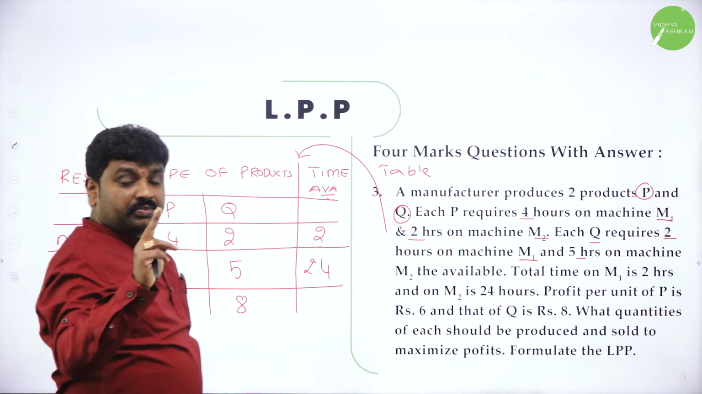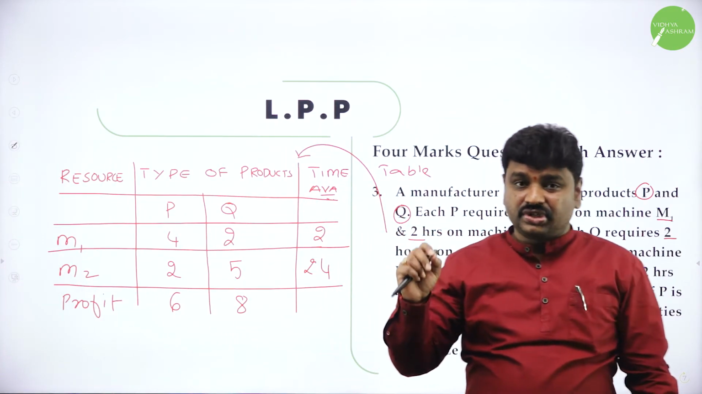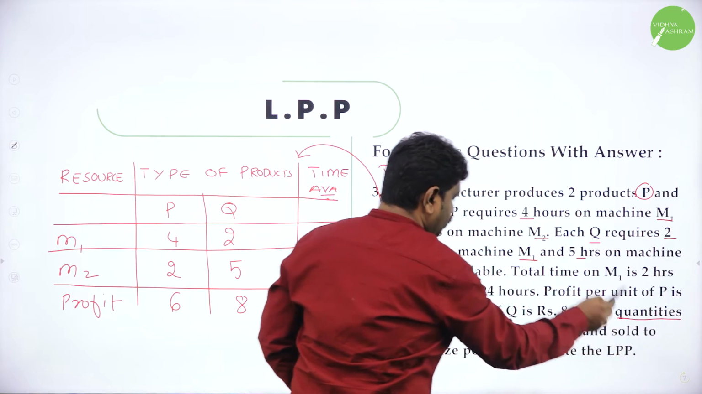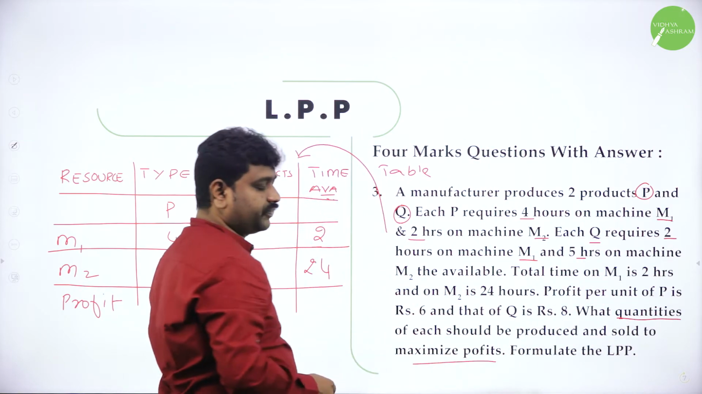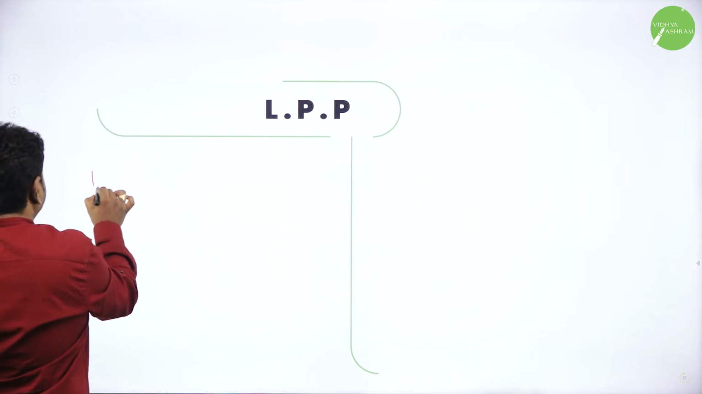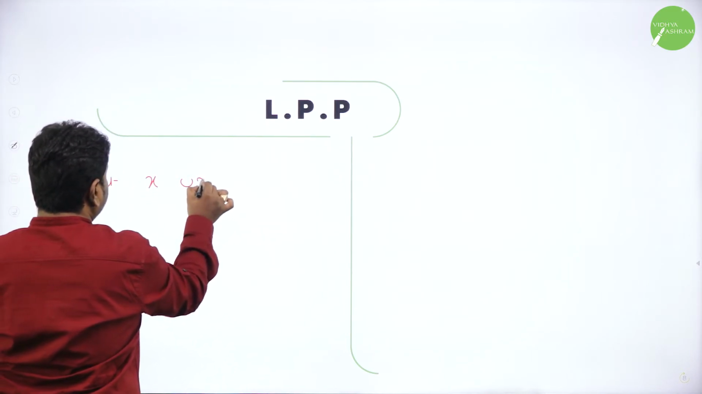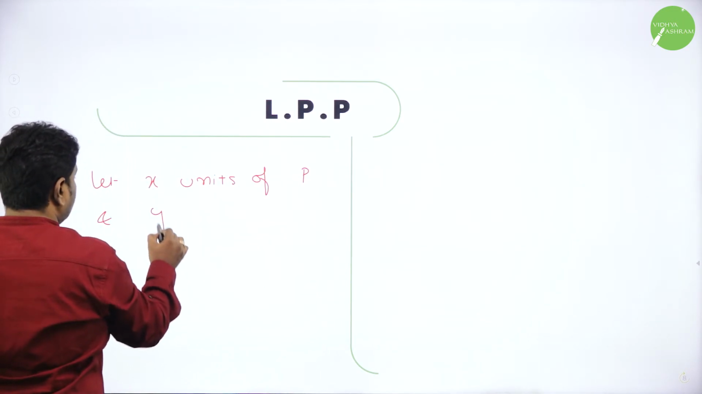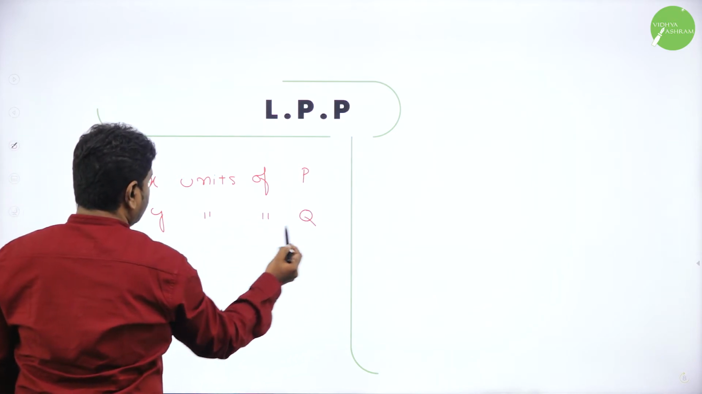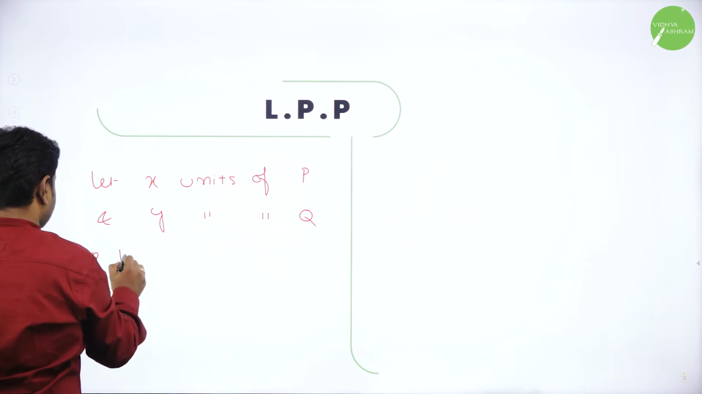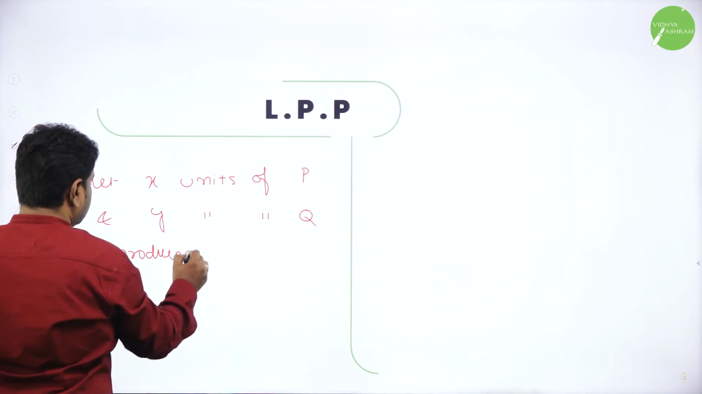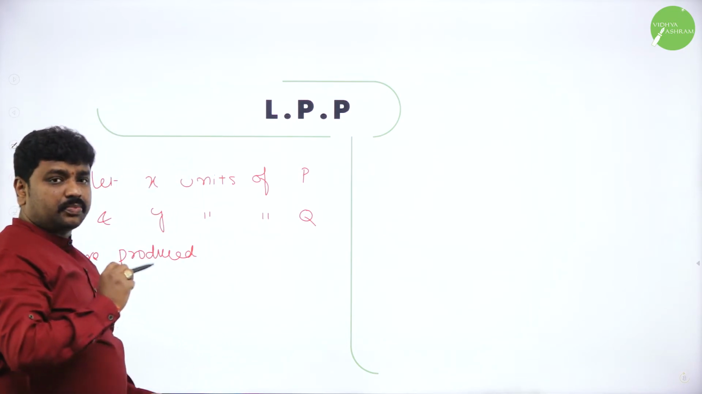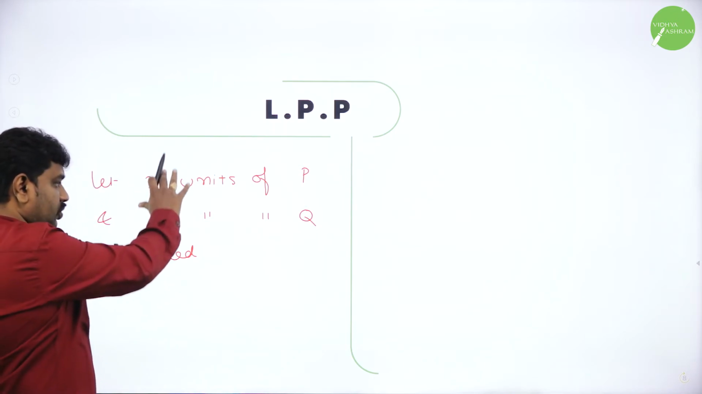Now he is producing two types of goods. One is P and the other one is Q. We have to find the quantities you should produce to maximize the profit. So first we assume the unknowns. Let x units of P and y units of Q be produced. This is our assumption: x units of P and y units of Q are produced, to maximize the profit.